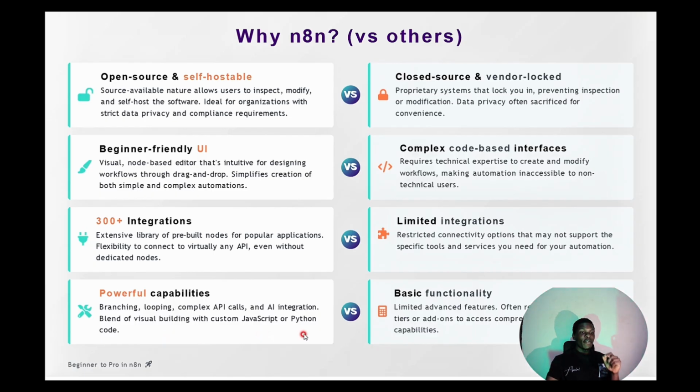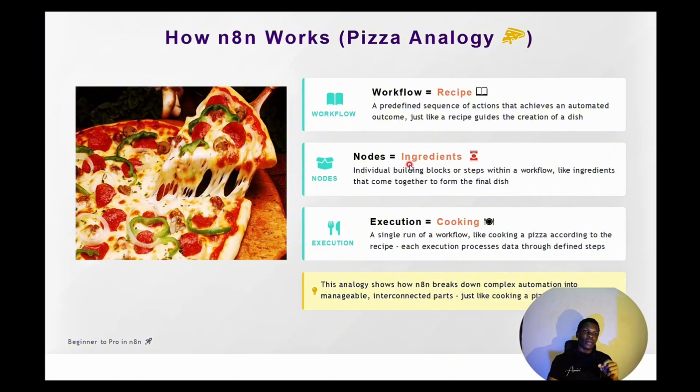Powerful capabilities, as I've said before: branching, looping, complex API calls, and AI integration. A blend of visual building with custom JavaScript or Python code. So if you are comfortable with coding, n8n is also very suitable for you, since you can do some things manually if you wish. But if you are not, you can still do a lot. There is no limit to what you can do. In others, we have basic functionalities, limits to the apps you can connect, and a lot more. So I prefer using n8n.